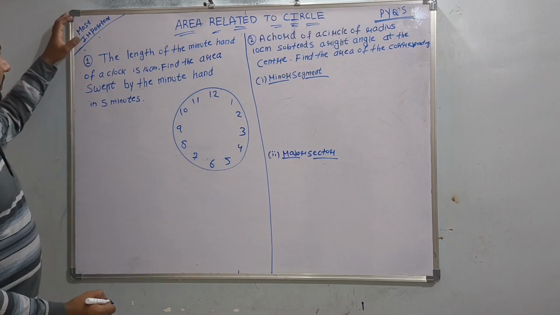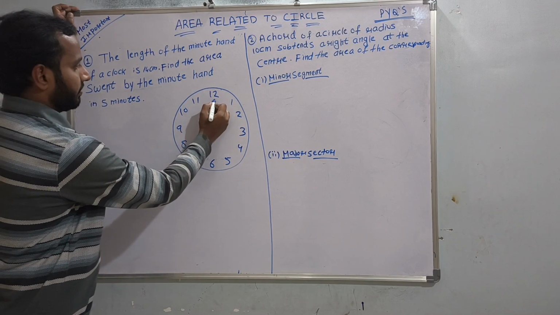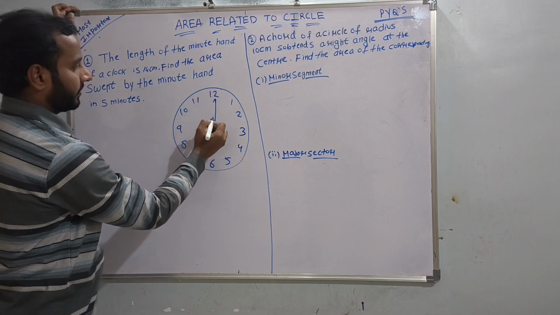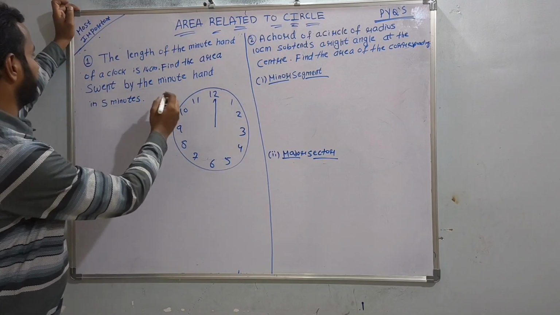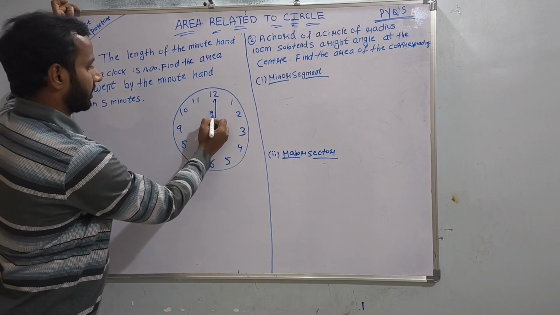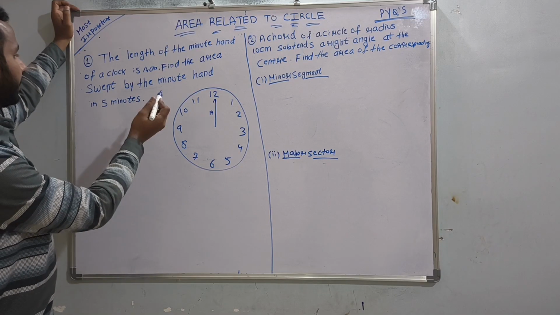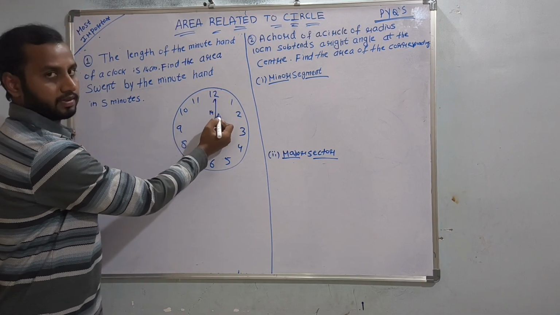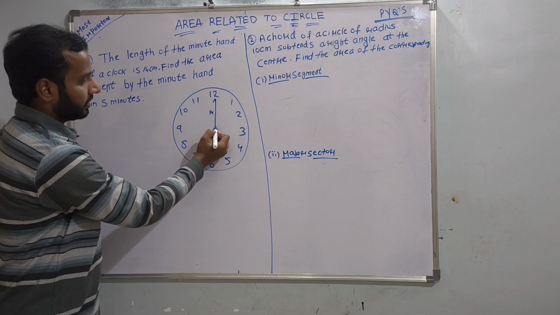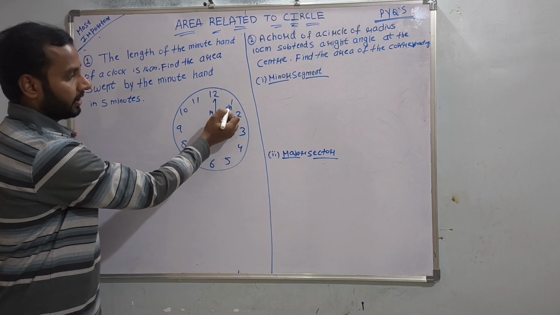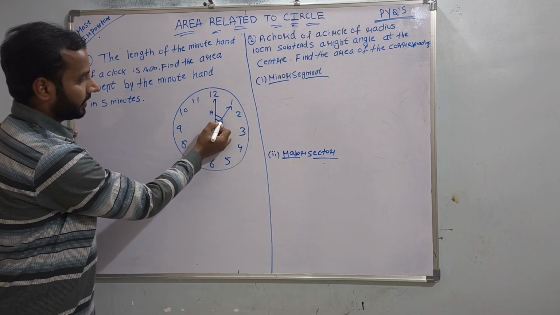Now, the length of the minute hand. For example, initially the minute hand is at 12. Its length is 14 centimeter. Find the area swept by the minute hand in 5 minutes. Area swept by the minute hand means from here to here. Now it has traveled from 12 to 1. This area we need to find.